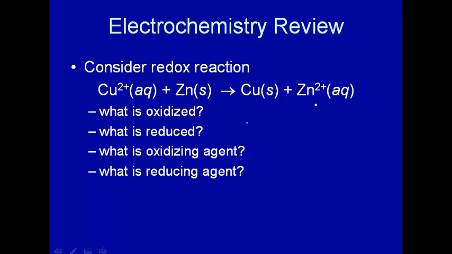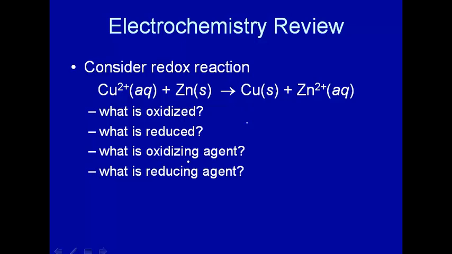This is an oxidation reduction reaction. Electrons are transferred from the zinc to the copper. What's oxidized? The thing that's oxidized is the species that increases its oxidation number. Zinc has an oxidation number of 0. It goes to +2. Therefore, zinc is oxidized. What's reduced? Well, that's the species that has a reduction in the oxidation number. Here, +2 copper goes to copper 0, so copper is reduced.